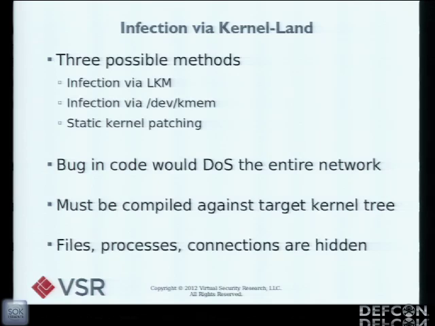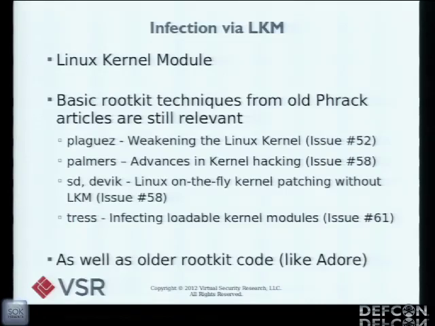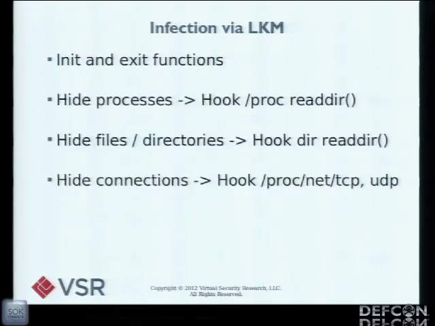And another issue is that it has to be compiled against the specific kernel tree if you're doing a Linux kernel module. And even though a lot of routers use the same version of Linux, it's not very universal because we're going to have to download the source code for each router and compile it against that tree. And if you've worked with any GPL'd source code archives from routers, you'll find that they don't actually compile on the first try, they don't compile on the second try or the third try, so it's a real pain in the butt. But again, we have this benefit that all the files, processes, and connections are hidden. So let's see, we'll take a look at Linux kernel modules. We won't look at KMem or static kernel patching.